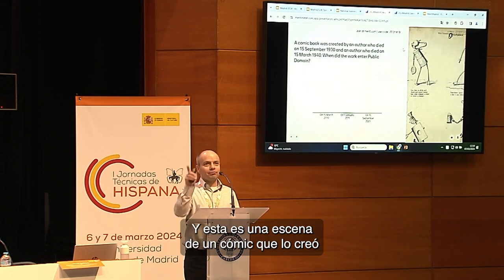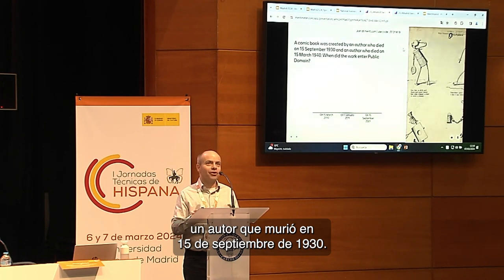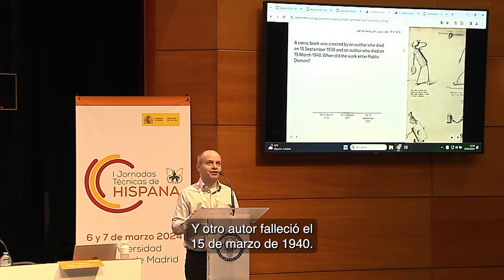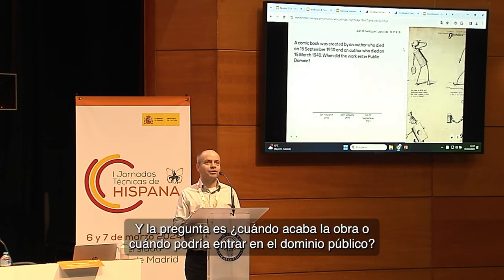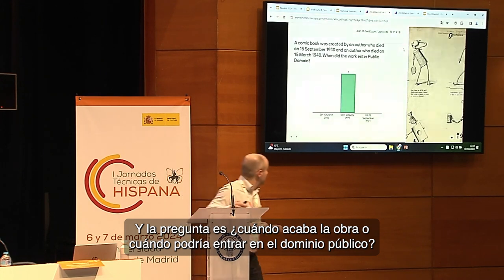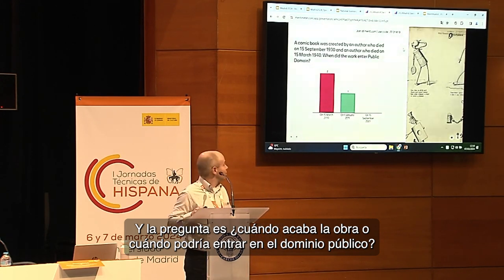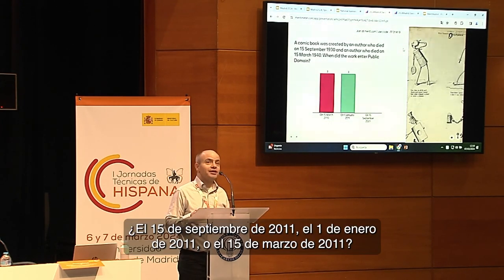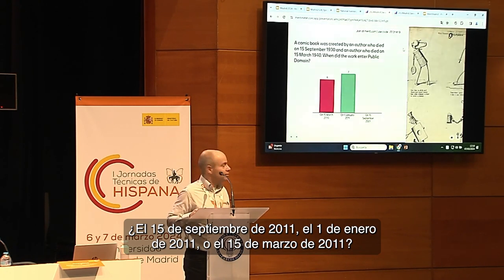This is a scene from a comic book that was created by an author who died on 15 September 1930, and another author who died on the 15th of March 1940. And now it's very small at the bottom, I think. When did the work enter the public domain? Was it on the 15th of March 2010, or on the 1st of January 2011, or on the 15th of September 2001?